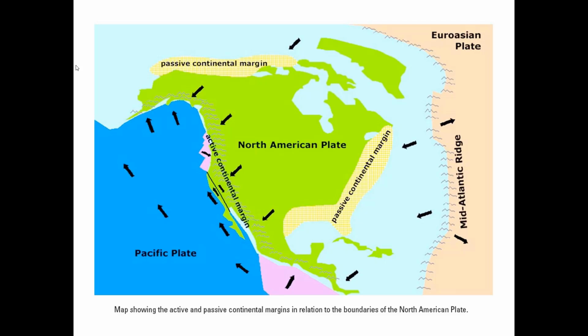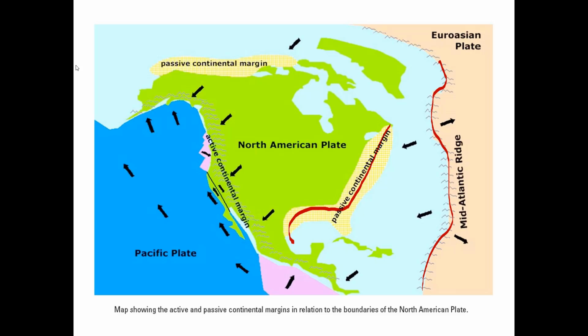Passive continental margins, you might remember, are the edges of a continent that don't coincide with a plate boundary. So in this case, it would be the entire eastern margin of North America and the entire Gulf Coast. Remember, the nearest plate boundary is way out here in the middle of the Atlantic Ocean, the mid-Atlantic ridge. So the eastern margin of North America is actually in the middle of a plate.